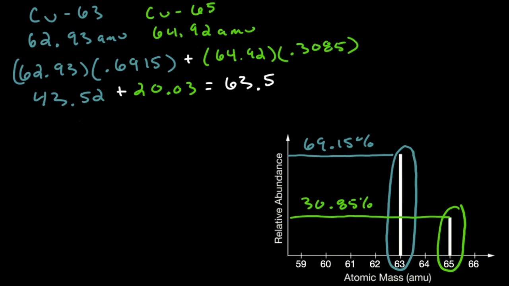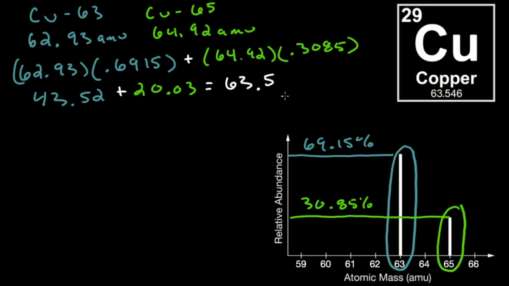And when we add those two numbers up, we get 63.5. Then if we go to the periodic table for Cu, we see that this is a number on the periodic table, which is going to be the average. I'll put AVG here. This is the average atomic mass.